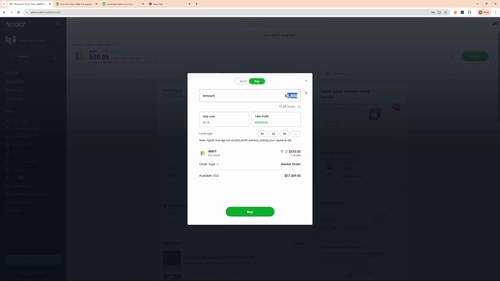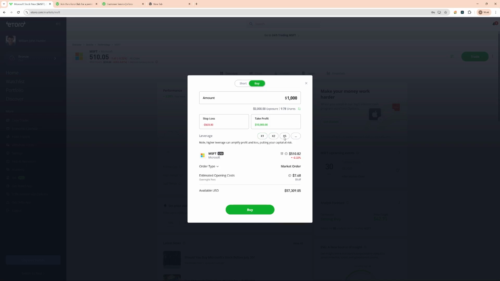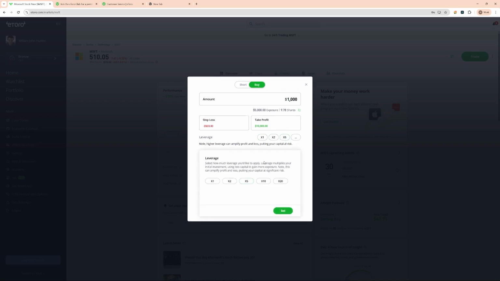In this instance I'm going to buy say $1,000 worth, and then I have the option here to use leverage. As you can see it does say note, higher leverage can amplify profit and loss, putting your capital at risk. Basically what this means is that we will borrow shares to trade with. In this example I have the option to either use 2 times leverage or 5 times leverage. You can sometimes get higher leverage as well, but obviously do note that this can amplify the profit and loss.